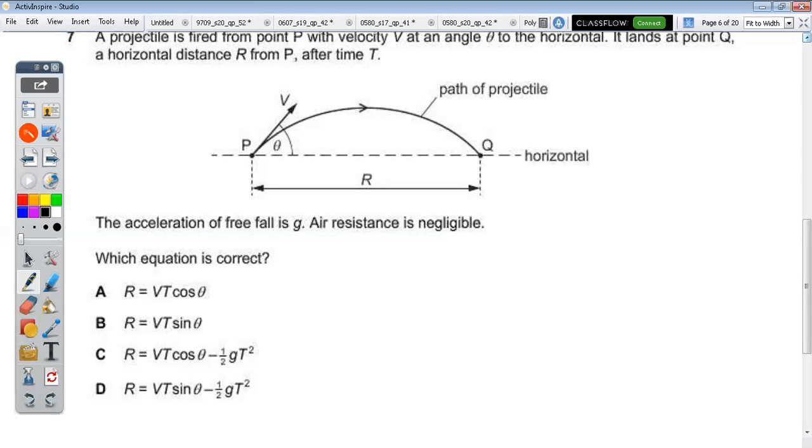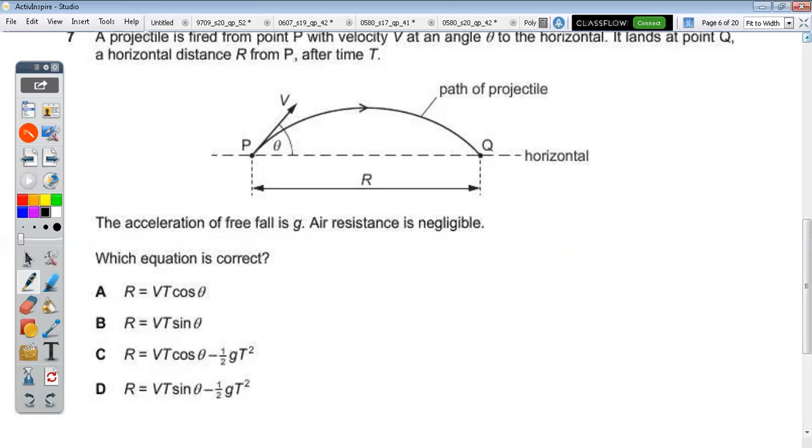So you use SOH CAH TOA: opposite, adjacent over hypotenuse. So it's not B or C. It could be, but it's not. I mean, since air resistance is negligible and it's going up, so I think it's C.